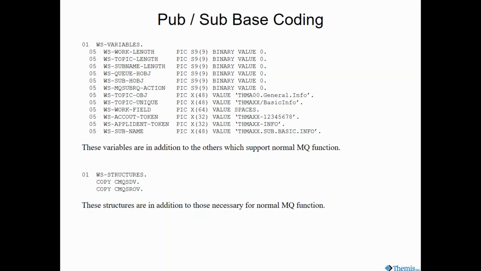So I shouldn't say the queue, the topic and the full topic string, you'll see. We'll talk about the subscription action, or sub RQ action, we'll get there. Now, topic object, 48 bytes, name of the object, okay? Topic unique, 48, and you can see basic info.